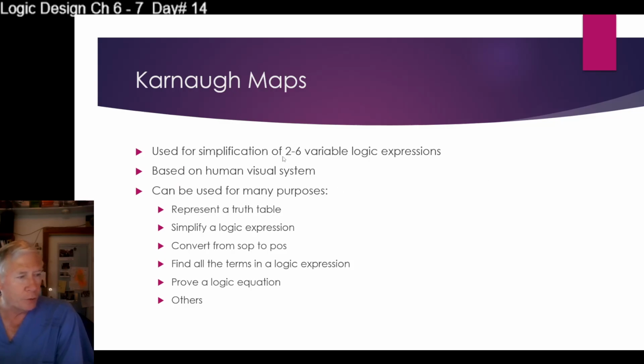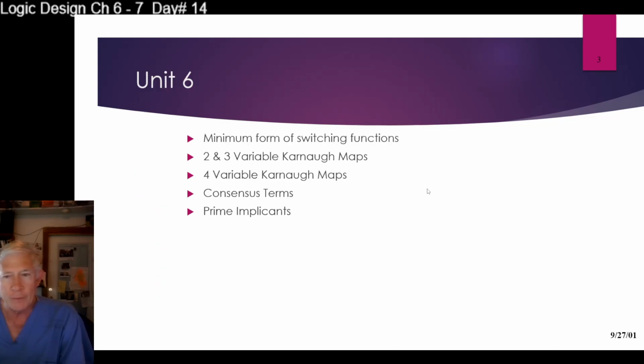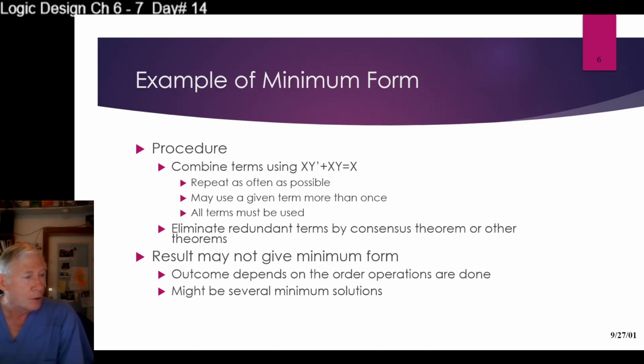Remember that we can use it for 2 variables, 3 variables, 4 variables, or 5. 6 is kind of hard to do, and we haven't really covered the 5 and the 6. And then maybe we'll work some problems. Okay, so let's remember, every time we combine boxes, we're basically using the fact that they differ by a single variable, which is this theorem: x y prime plus x y equals x.